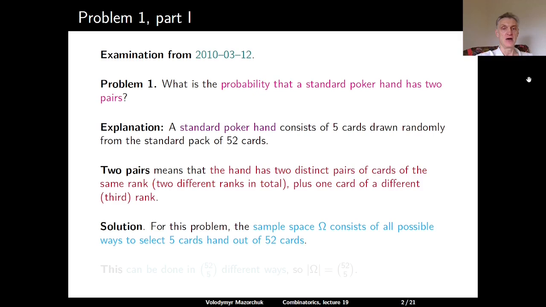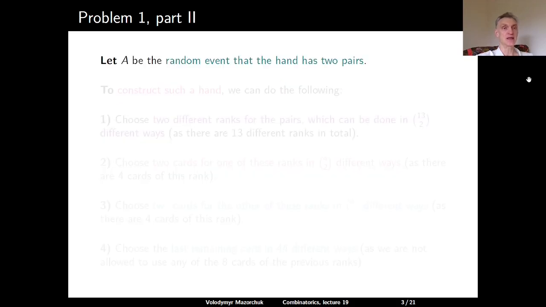Solution. For this problem, the sample space omega consists of all possible ways to select 5 cards out of 52 cards. This can be done in 52 choose 5 different ways, so the cardinality of omega is 52 choose 5. So let A be the random event that the hand has two pairs. To construct such a hand, we can proceed as follows.